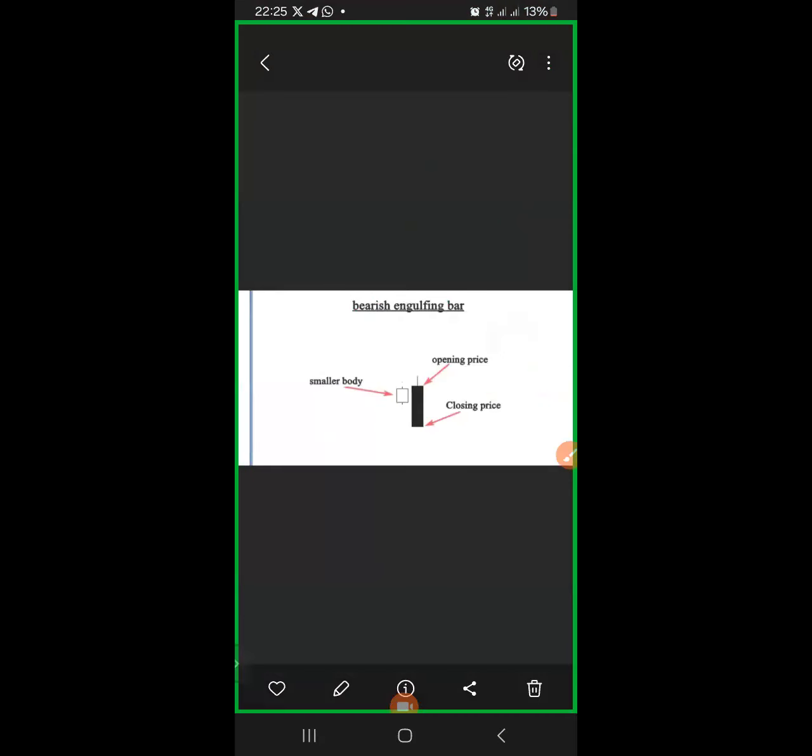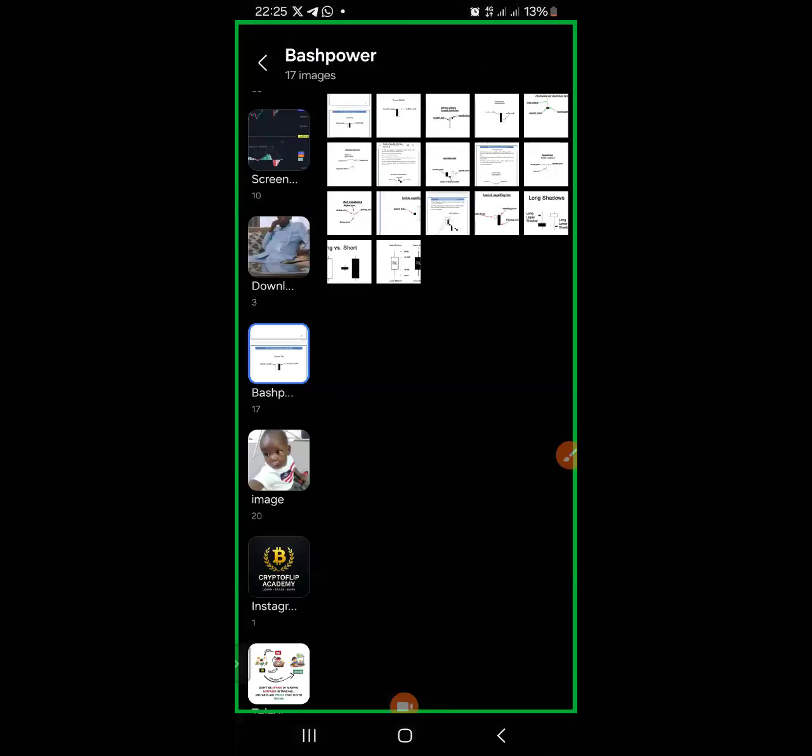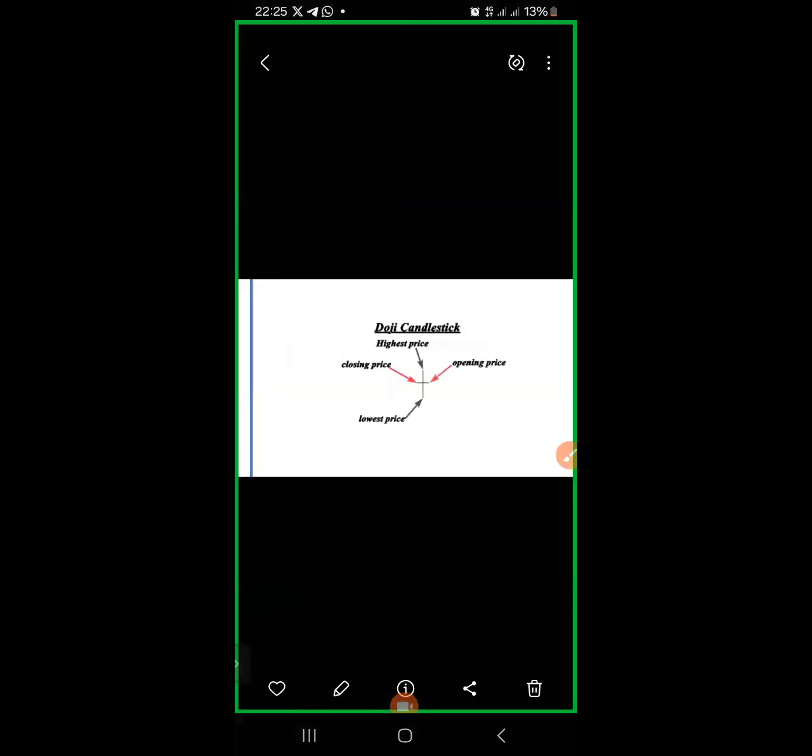Then we looked at another candle called the doji. Dojis are indecision candles. They represent indecision in the market. Buyers and sellers don't know what to do next. They have equal power in this market right now. That is when a doji is formed.